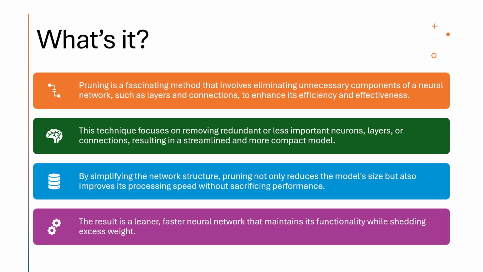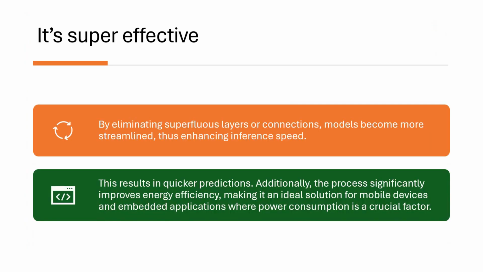This technique fundamentally focuses on removing redundant or less important neurons, layers, or connections, resulting in a more streamlined and more compact model. By simplifying the network structure, pruning not only reduces the model size but also improves its most important aspect, the processing speed, without sacrificing or compromising the performance. The result is a leaner, faster neural network that maintains its functionality while shedding the excess weight. It's a very important and very well preferred technique as well.